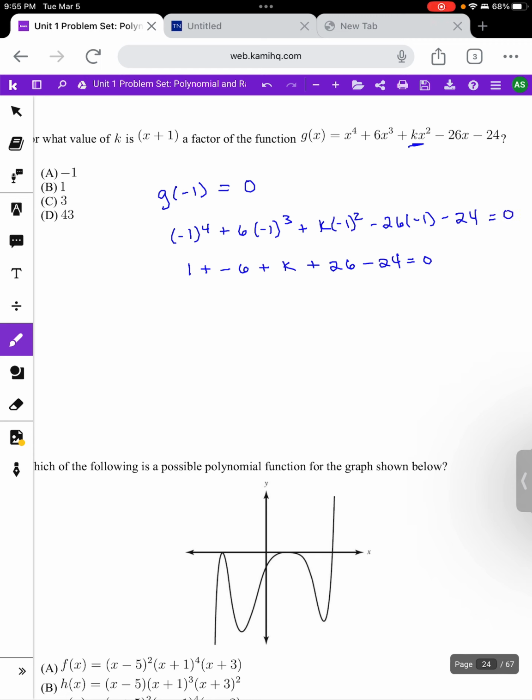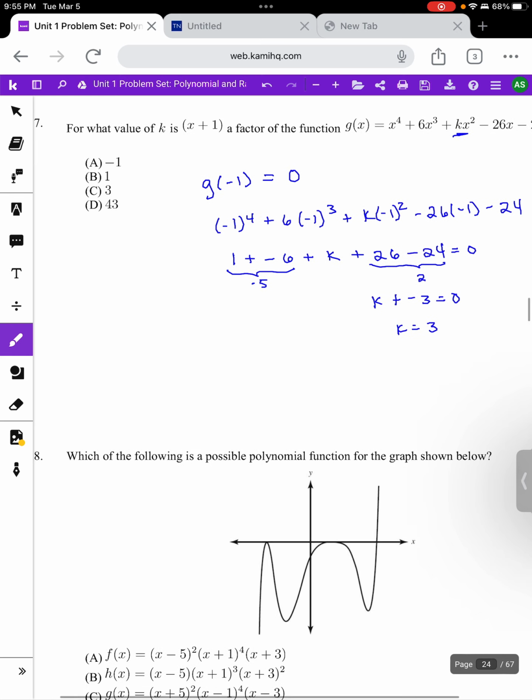And that gives me, let's see, this would be 2. And this is negative 4. 2 plus, is that negative 4? That's negative 5. That's negative 5, and that's 2. So this gives me k plus negative 3 equals 0. So k equals 3. So if k is 3, then this is a factor.